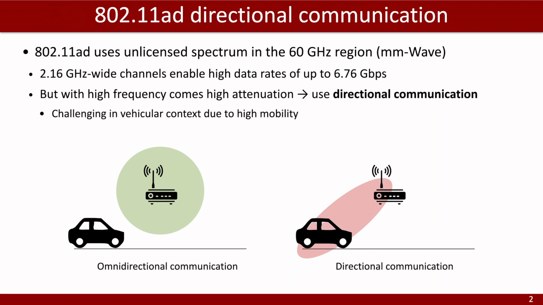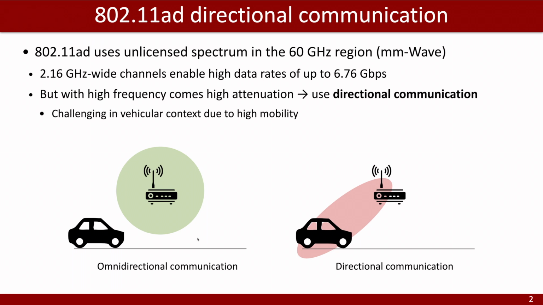802.11ad is a Wi-Fi standard that uses unlicensed spectrum in the 60 GHz region, known as millimeter wave. The wide 2.16 GHz channels available in this region enable very high data rates of up to almost 7 gigabit per second. However, the high 60 GHz frequency range causes very high attenuation, particularly in non-line-of-sight conditions.